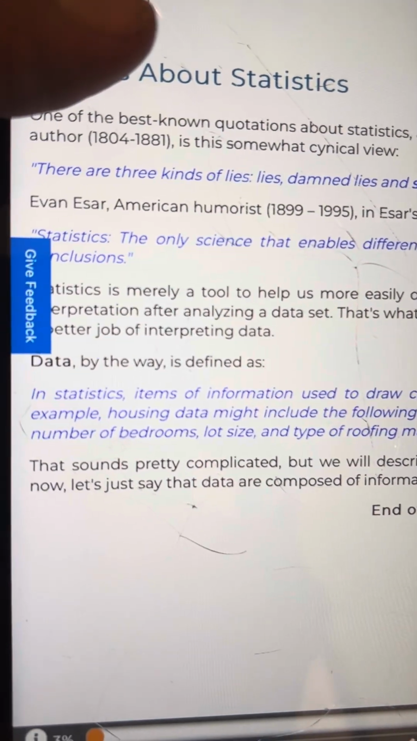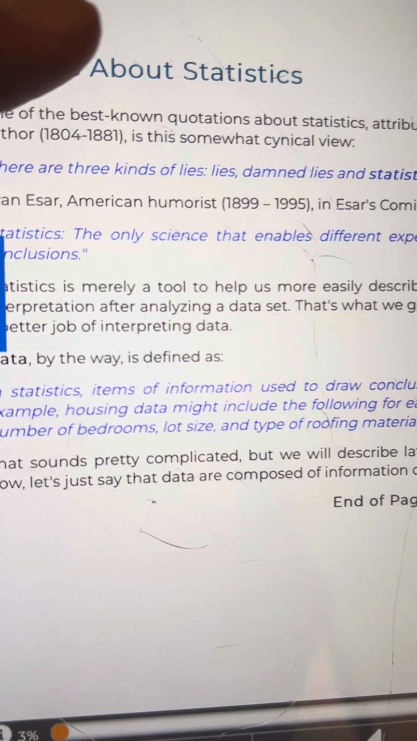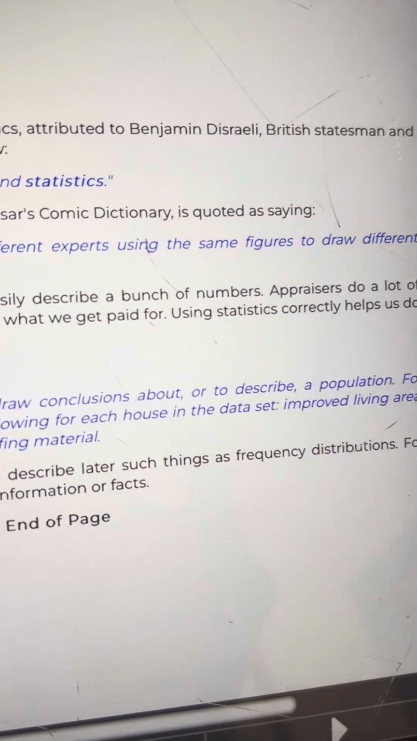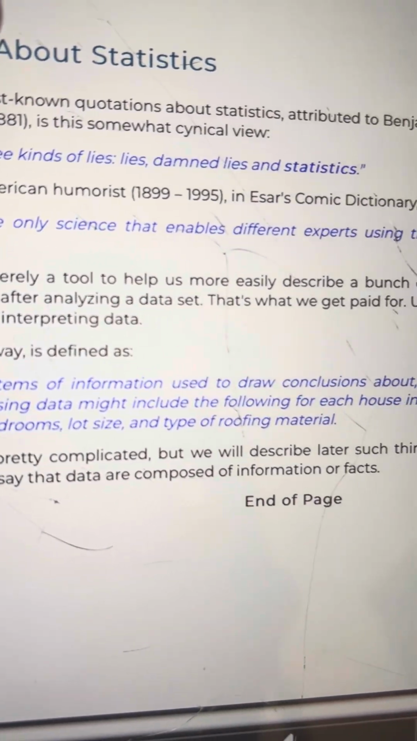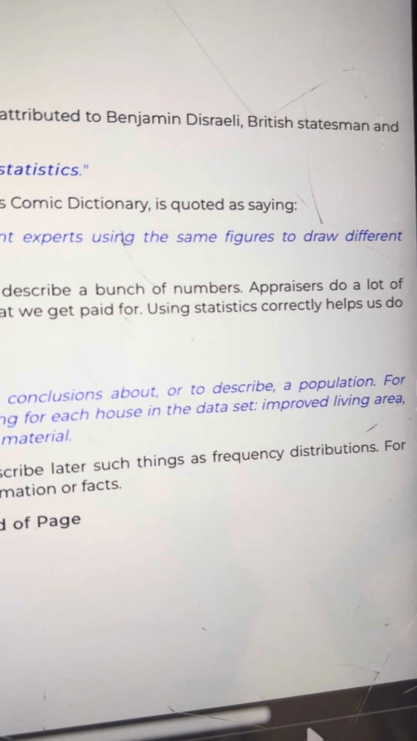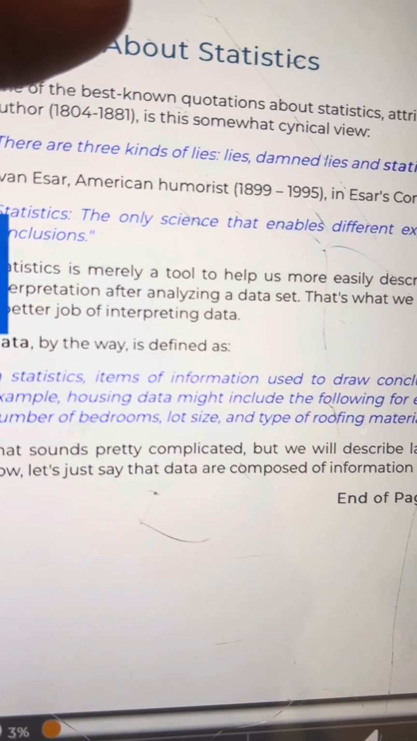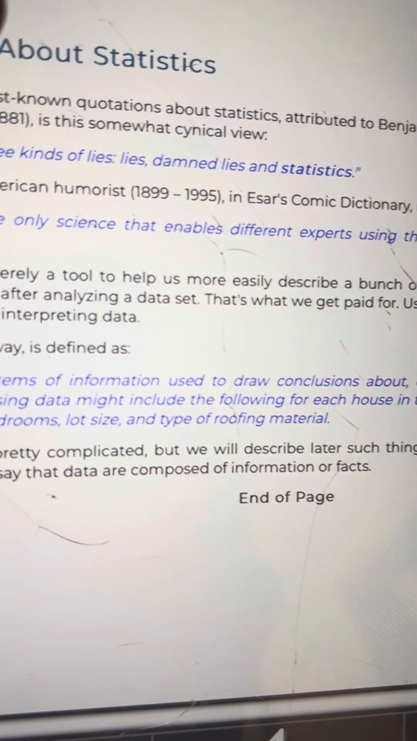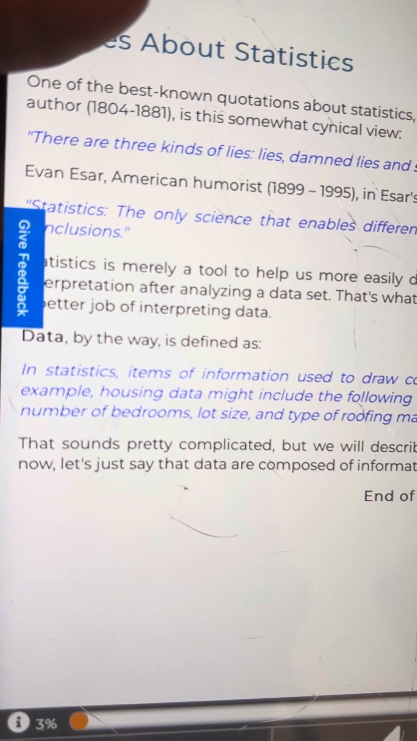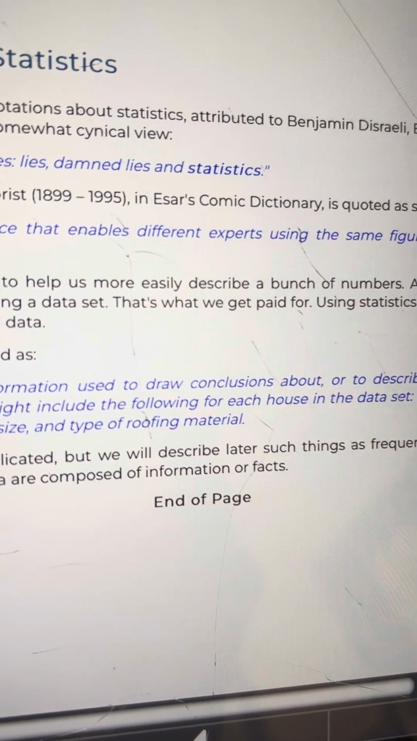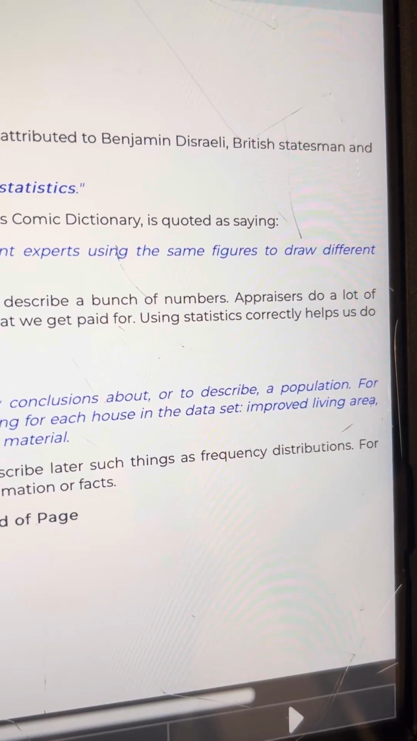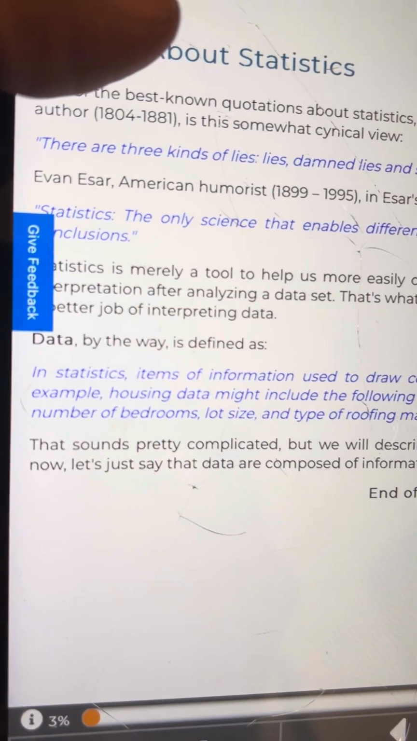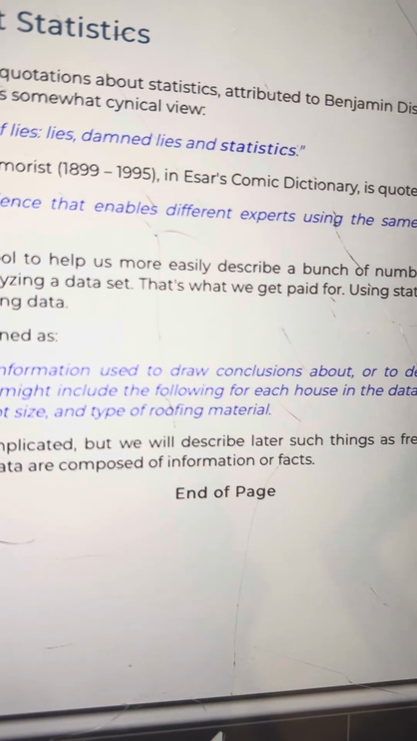Data, by the way, is defined as, in statistics, items of information used to draw conclusions about or to describe a population. For example, housing data might include the following for each house in the data set: improved living area, number of bedrooms, lot size, and type of roofing material. That sounds pretty complicated, but we will describe later such things as frequency distributions. For now, let's just say that data are composed of information or facts.